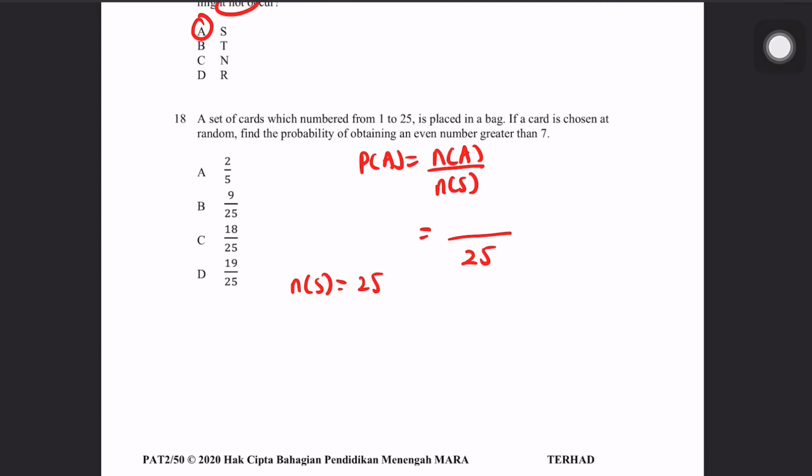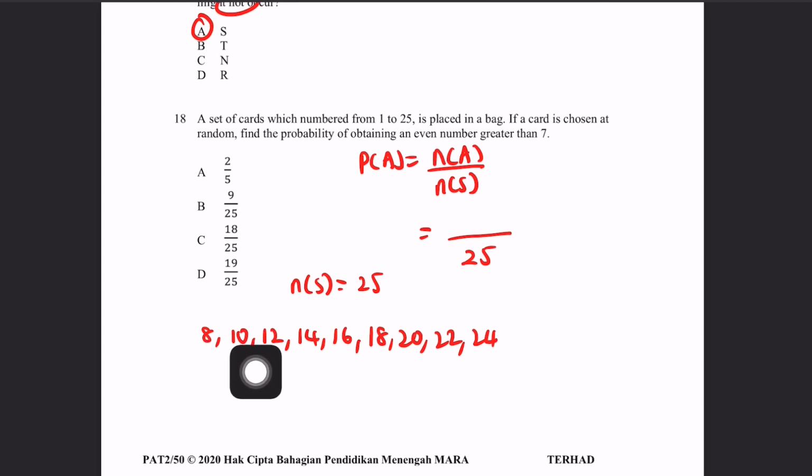So even number greater than 7. So we have 8, 10, 12, 14, 16, 18, 20, 22, 24. So berapa ni? 1, 2, 3, 4, 5, 6, 7, 8, 9. So this is 9. Okay, so our answer is B.